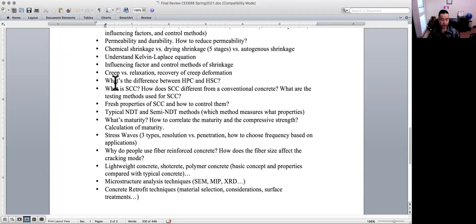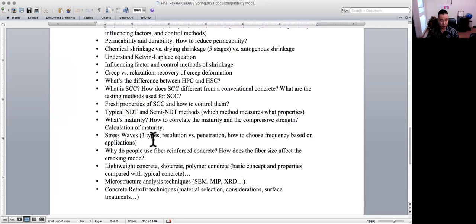Next, creep and relaxation, and recovery of the creep deformation. Creep is similar to shrinkage of concrete. Part of the creep is recoverable, and part of creep is permanent.